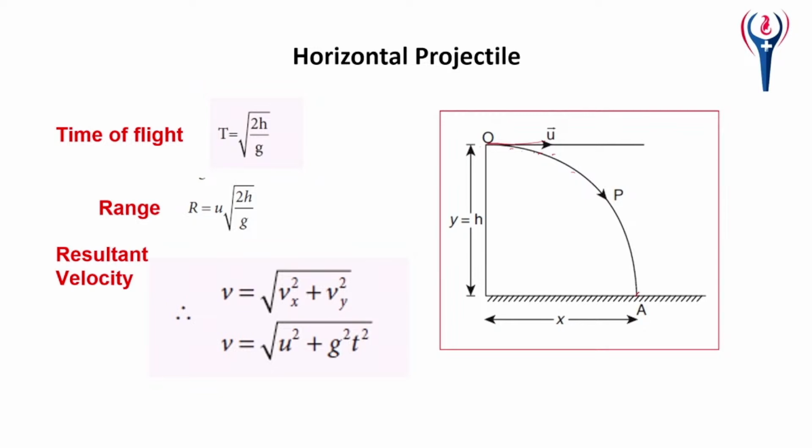And R equals u times square root of 2h by g. Range R is the horizontal range, the distance between the point of projection and where it hits the ground. That horizontal distance is the range. And resultant velocity v equals square root of vx square plus vy square, so v equals square root of u square plus g square t square.